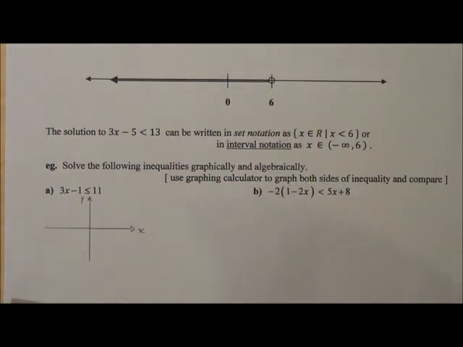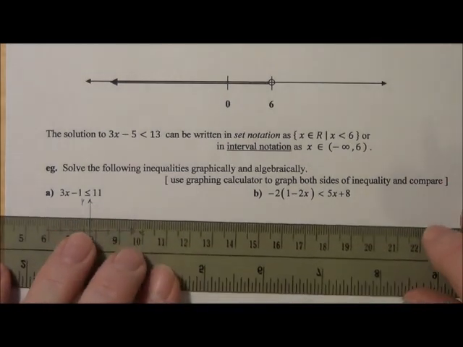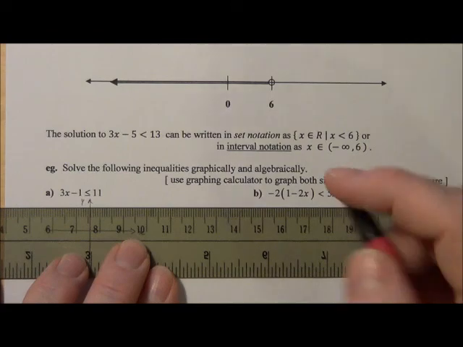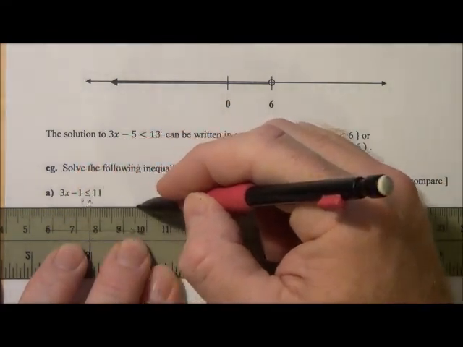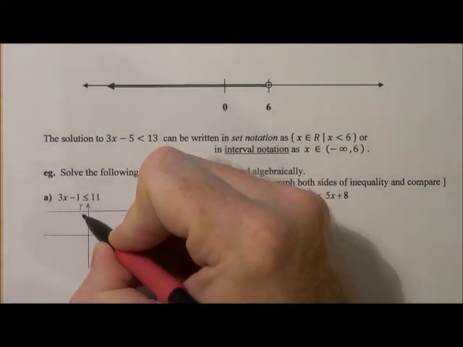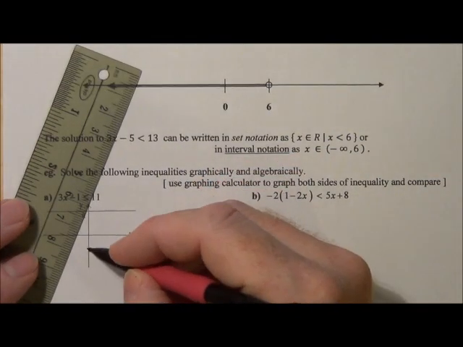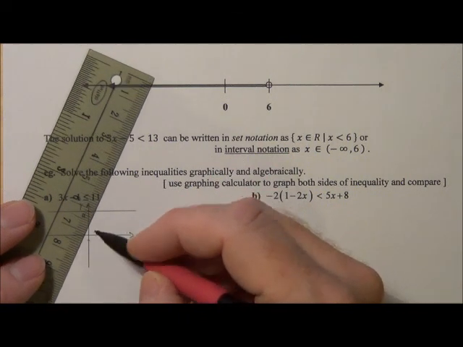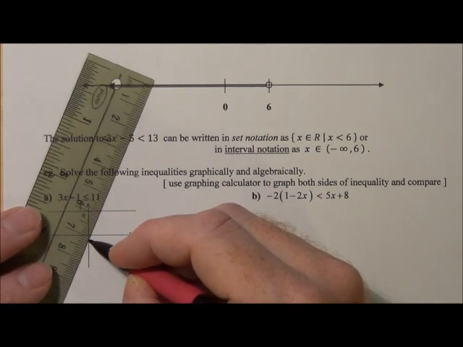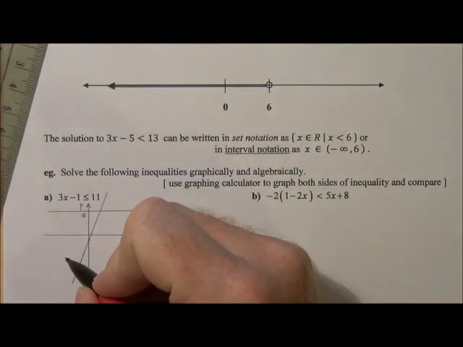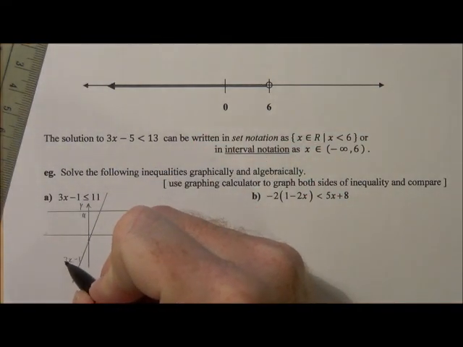Okay, there's the coordinate axis. I'm going to say 11 is about here. Okay, so that's y equals 11. And then I'm going to graph 3x minus 1. So let's say that this is minus 1 roughly, and 3x will be fairly steep. So there's 3x minus 1.